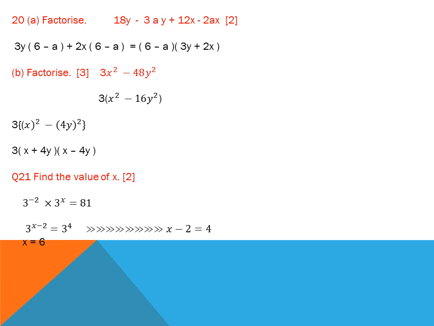3 power minus 2 into 3 power x is equal to 81. This is the indices form. When the base is the same, we add the powers.